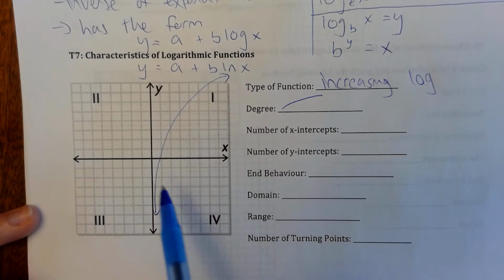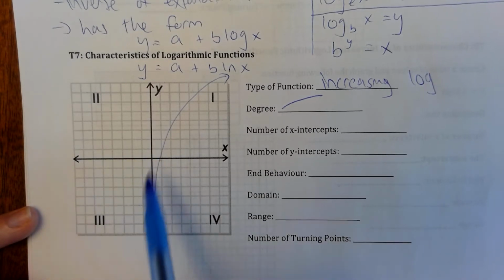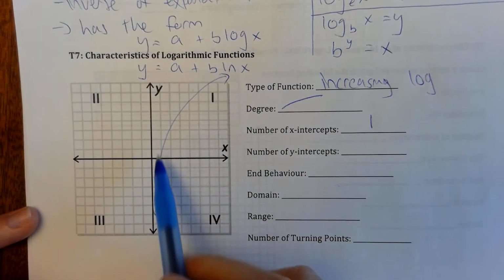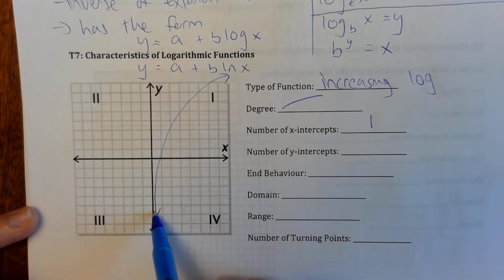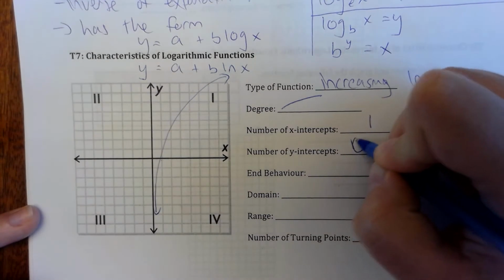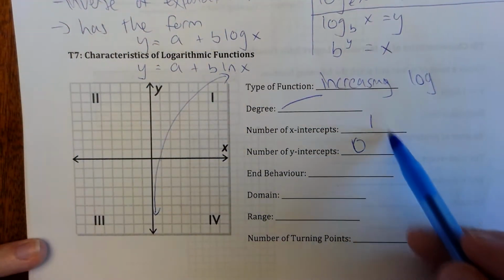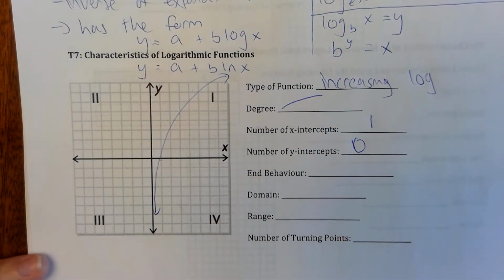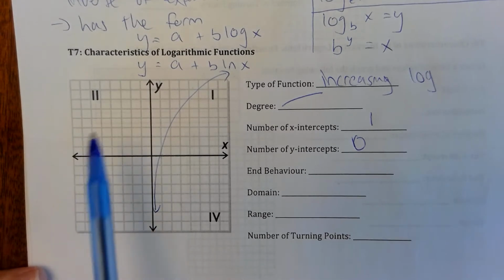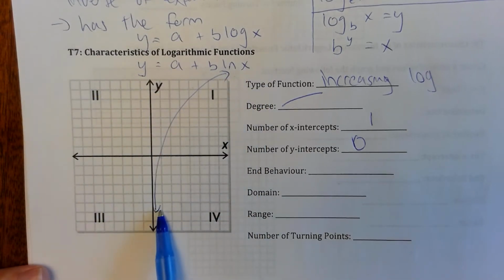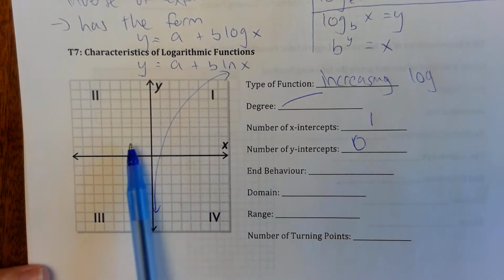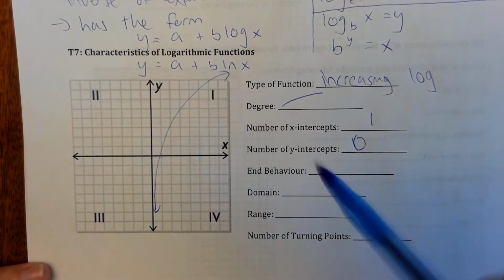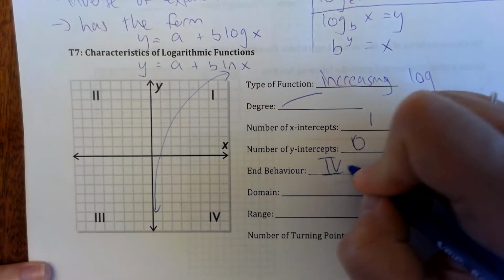How many x-intercepts does it have? One right there. How many y-intercepts? None, because it never crosses the y-axis. So zero. Notice that's opposite of what exponential functions are. End behavior: looking from the left to the right, the left would be down here. We're in quadrant 4, and then we go into quadrant 1. So 4 to 1.